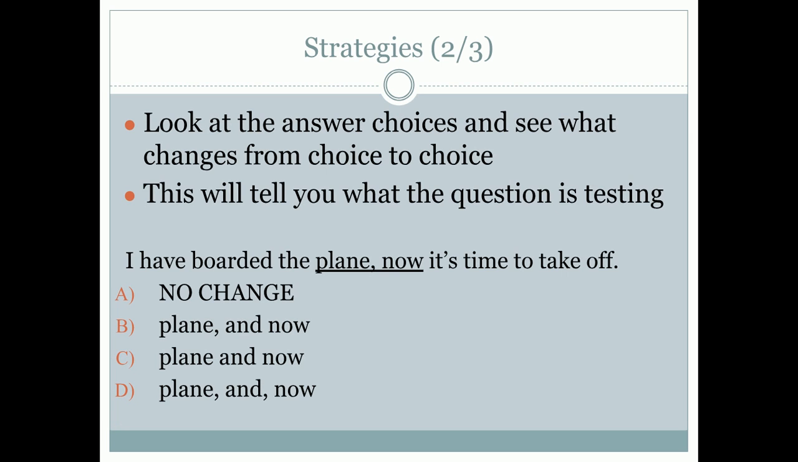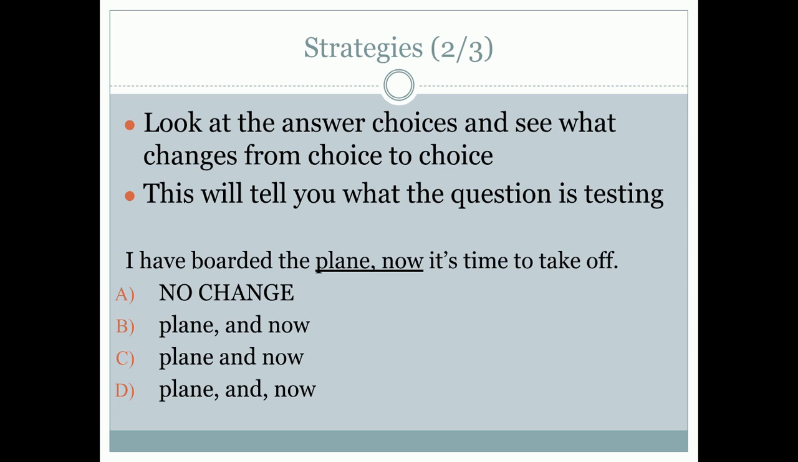Then, strategy number 2 of 3. Students should look at answer choices to see what changes from choice to choice, and that can give students a clue about what the question is testing. You look at the example here, I boarded the plane, comma, now it's time to take off. I wonder what they're testing.